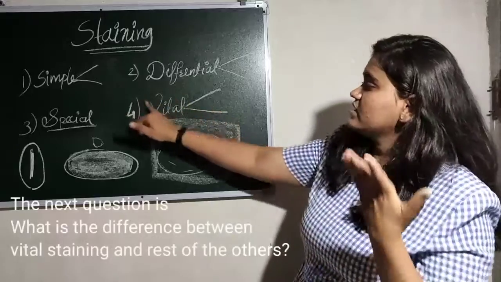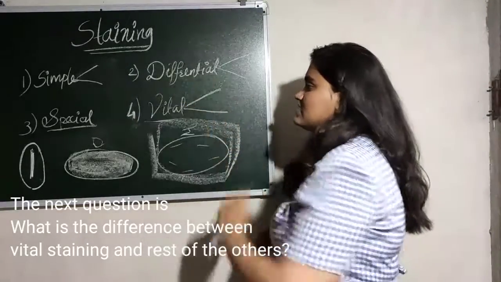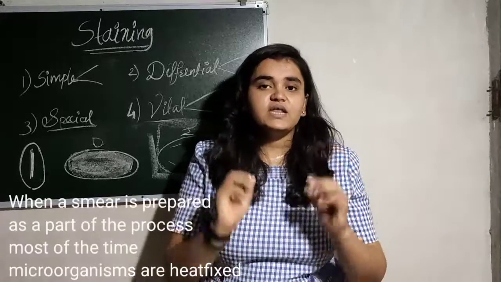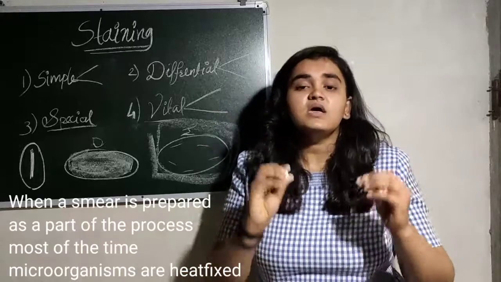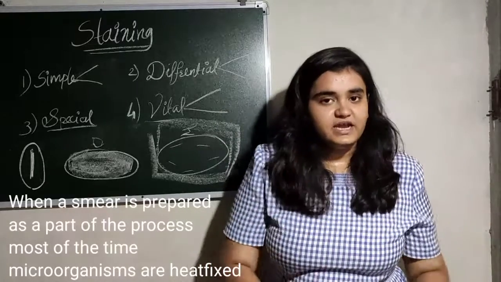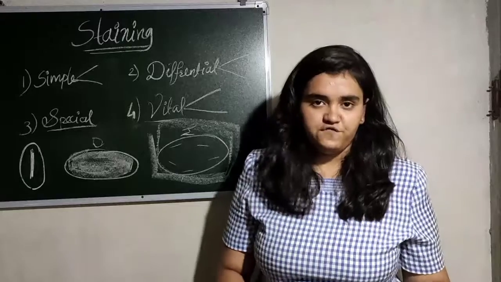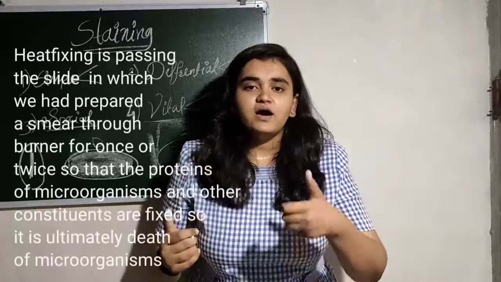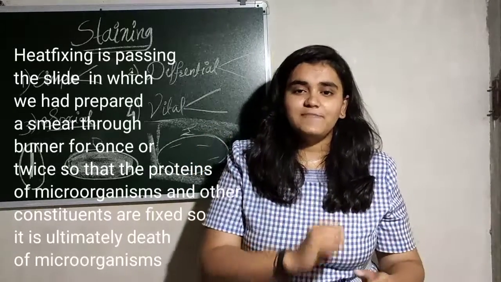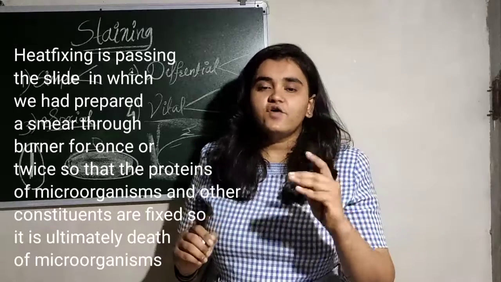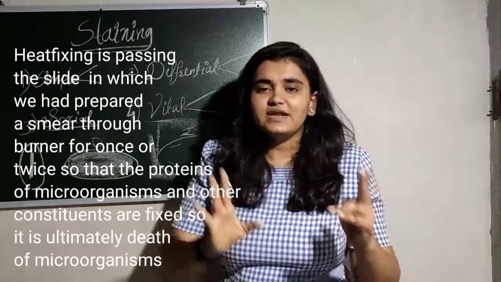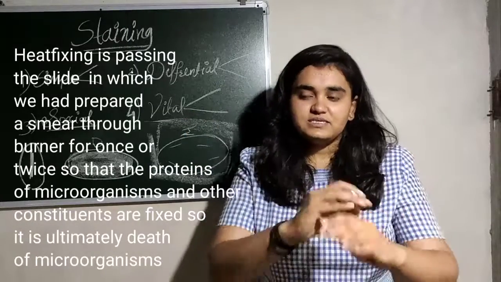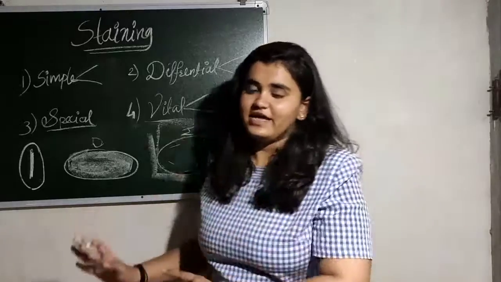What is the different thing in vital staining compared to these other types of staining? Basically, when a smear is prepared and a specimen is stained, it is primarily heat fixed in most of the cases, not all of them. What is heat fixing? The slide is passed 2 to 3 times over a burner for heat fixing those microorganisms. That is ultimately killing those microorganisms. By heat fixing, we are fixing their proteins and other molecules. That is ultimately the death of the microorganism.